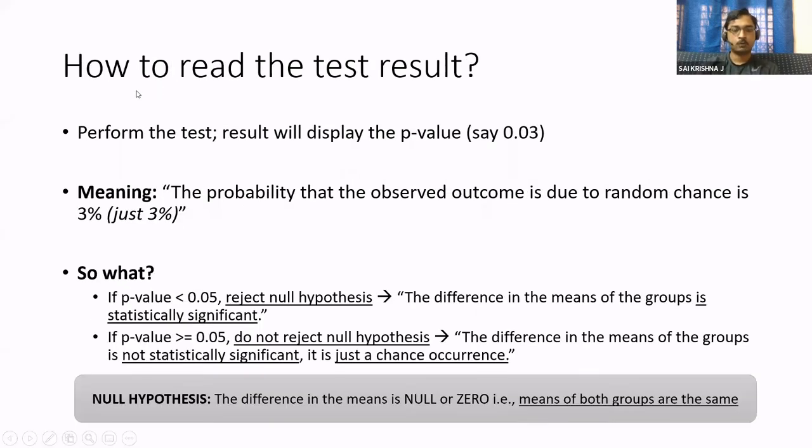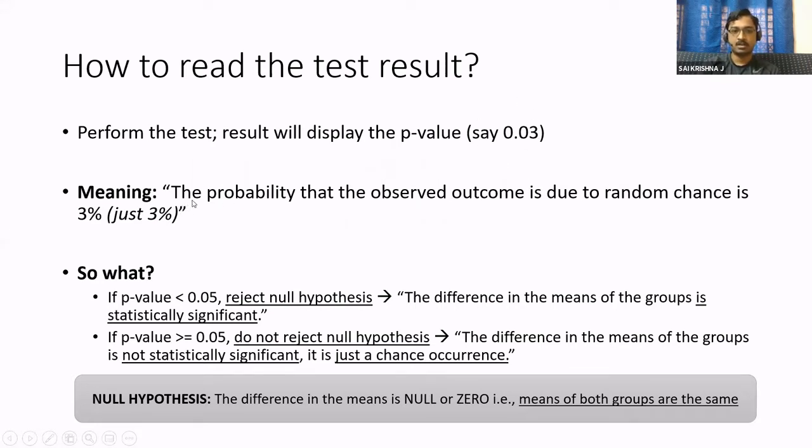So just assume that you have performed some kind of a hypothesis test. How do you actually read the test result? You first perform the test and then you get a set of results, and that result will display the p-value. Let's say that p-value is 0.03. So what is the meaning of this 0.03?